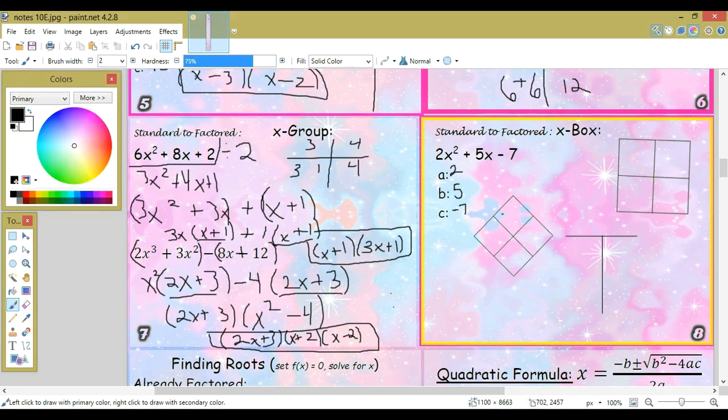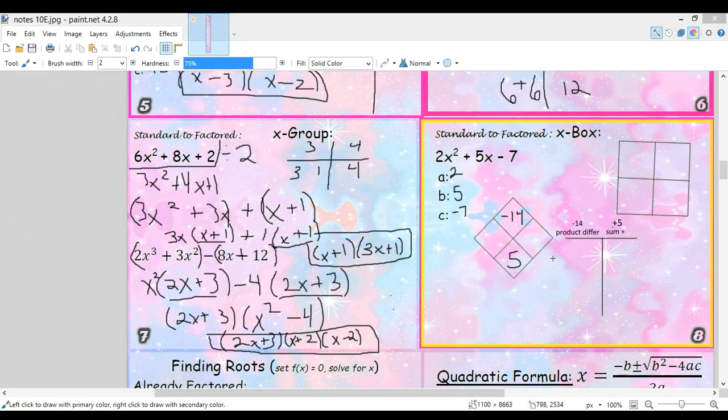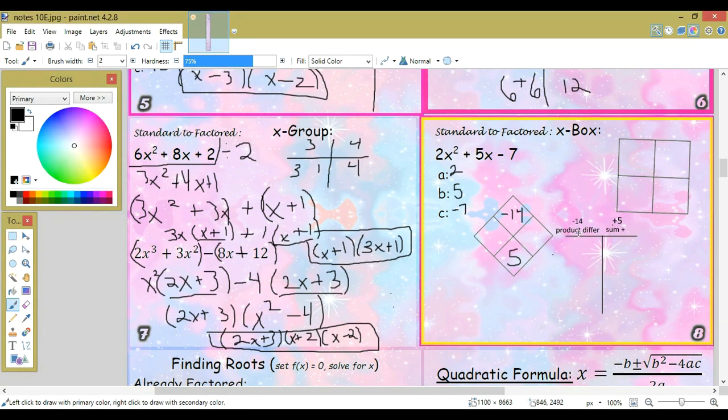A times C is -14. B is 5. We will find two numbers that add to 5 and they multiply to -14. Since -14 is negative, the product is going to have different signs. Since 5 is positive, the sum is going to be positive. So that means the bigger sign is going to be positive and the smaller sign is going to be negative. Let's write our factors. 1 and 14 and 2 and 7. We'll use 7 and -2 because that's the one that gives us the +5 sum that we want.